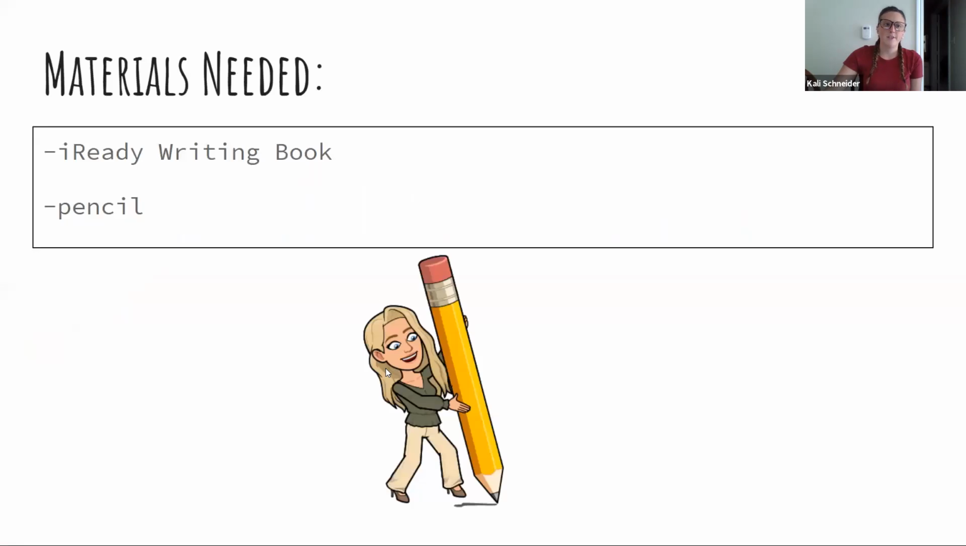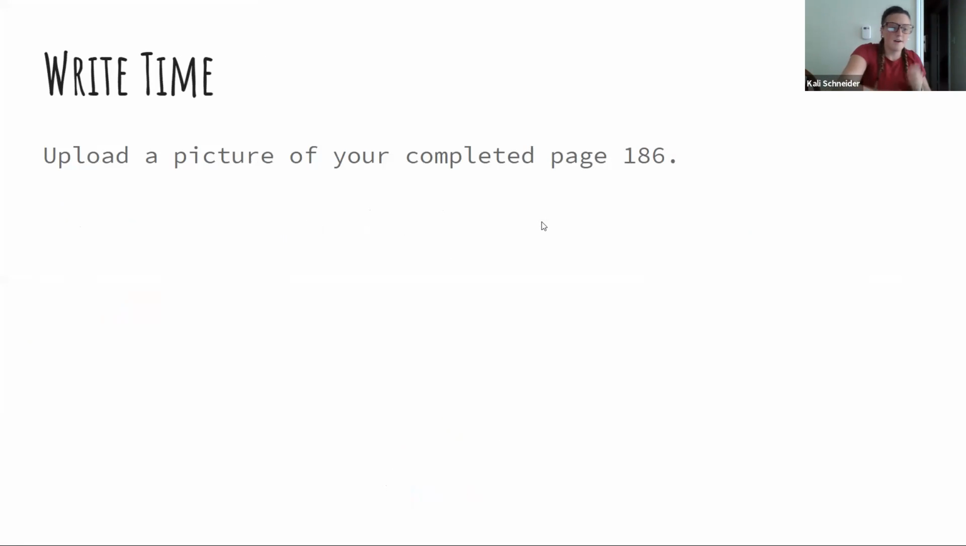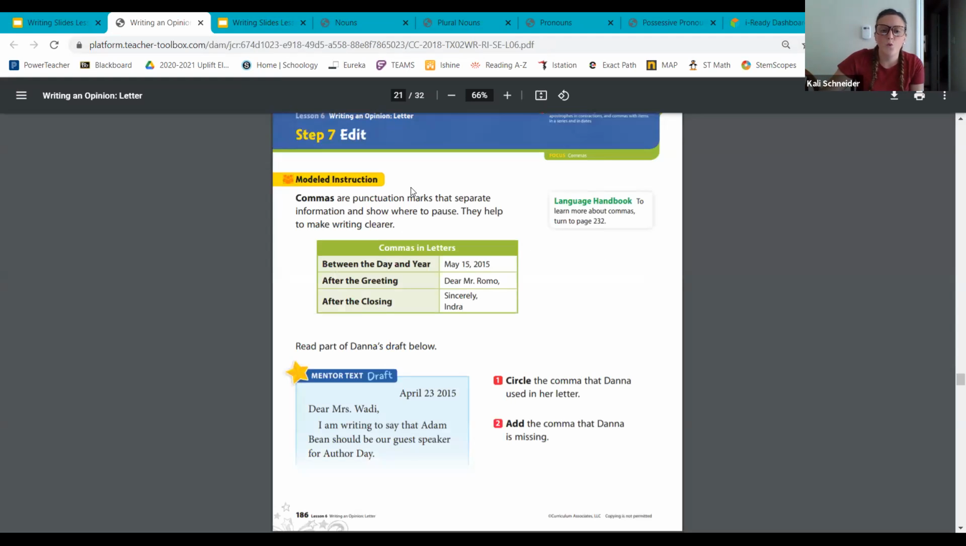All right. So please make sure you have your iReady writing book and a pencil with you. You need those two things. So our objectives are I can edit a mentor text for comma usage, and I can use commas correctly in the letter. Okay, so we're focusing on being able to use those commas to make our writing better. So let's turn to page 186. On page 186, we're going to edit our draft, focusing especially on commas.